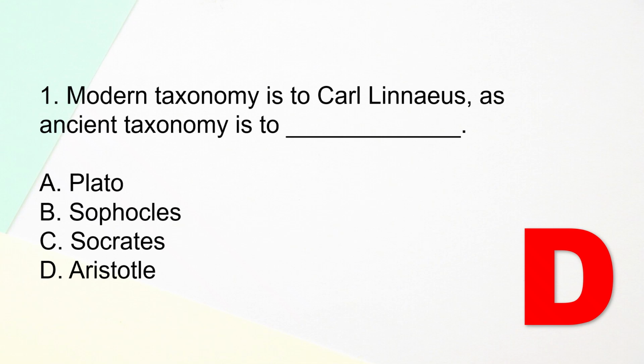For letters A and C, these two people are philosophers but not known for contributions to biological classification. And Sophocles for letter B is a playwright, not a scientist. So the best answer is letter D.